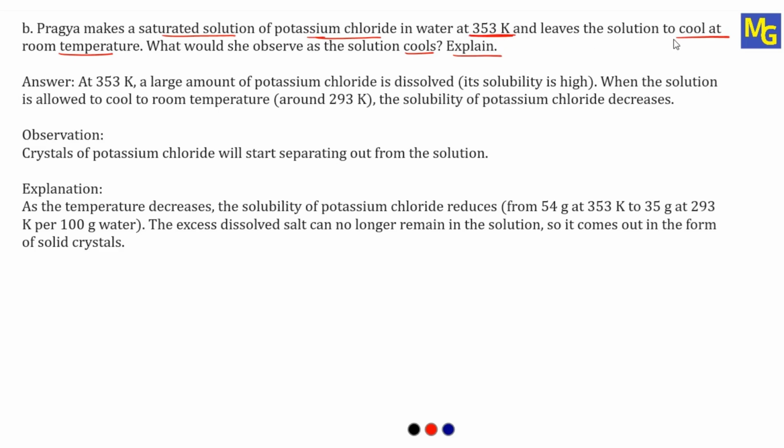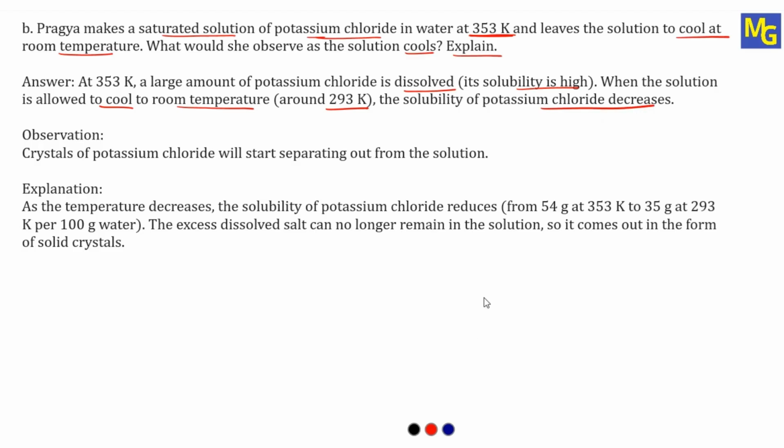So see here, at 353 Kelvin, a large amount of potassium chloride is dissolved. Its solubility is high. When the solution is allowed to cool to room temperature, around 293 K, the solubility of potassium chloride decreases. So what is a saturated solution?